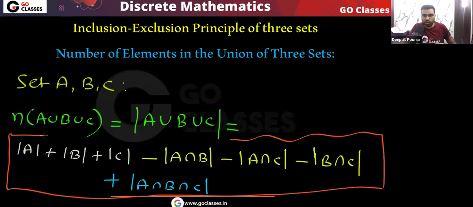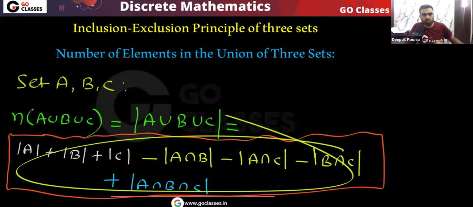Now there is a very interesting point here to remember this formula. Very easy to remember. Basically what we are doing: single plus, double minus, triple plus. So alternating plus and minus is going on. Okay. So I hope you understood the proof of the number of elements in A union B union C. I hope you understood the proof of this formula. Okay. This was an interesting proof.